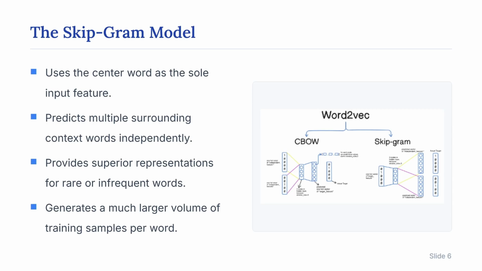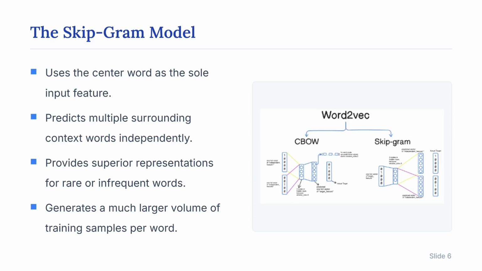Another interesting idea mentioned in the paper is that not all context words are equally important. Words that are closer to the target word are usually more relevant. So during training the model sometimes gives less importance to distant words, either by sampling fewer distant words or by assigning them lower weight. Now let's talk about the trade-off.